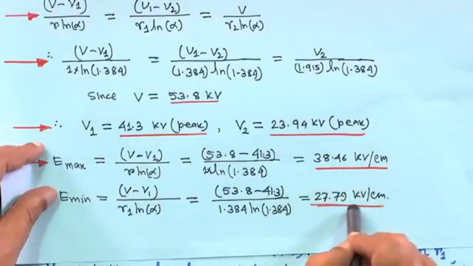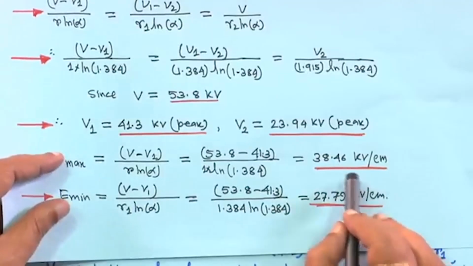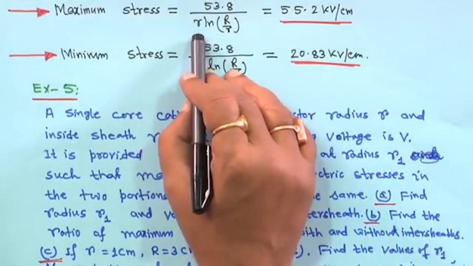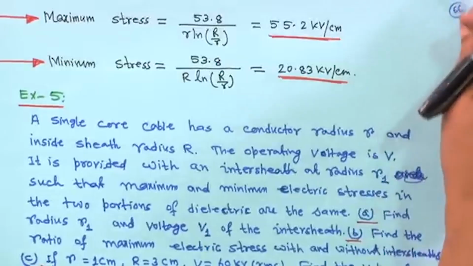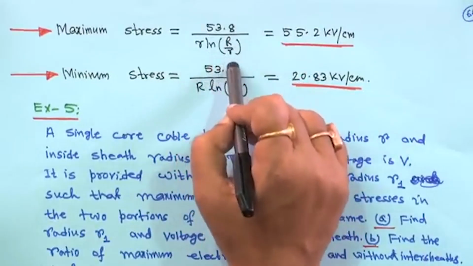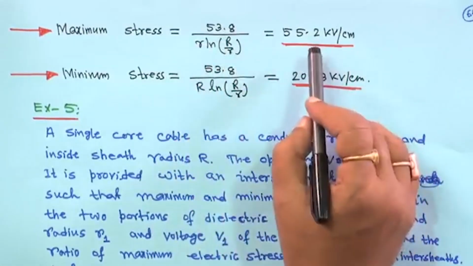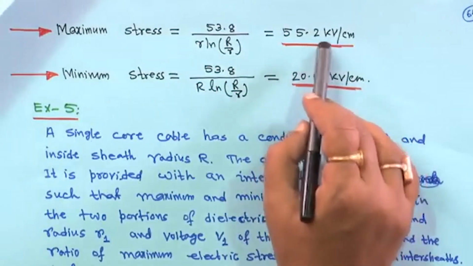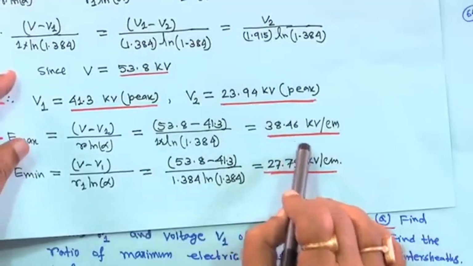So, we got E max and E min. Maximum stress, when the intersheath is used, is 38.46 and 27.79, this is max, this is min. When the intersheath is not used, maximum stress is at the surface of the conductor, right. That means it will be 53.8 V, as given, divided by r ln(R upon r). You substitute all the values, you will get 55.2 kV per centimeter. So, without the intersheath, max is very high compared to this one.